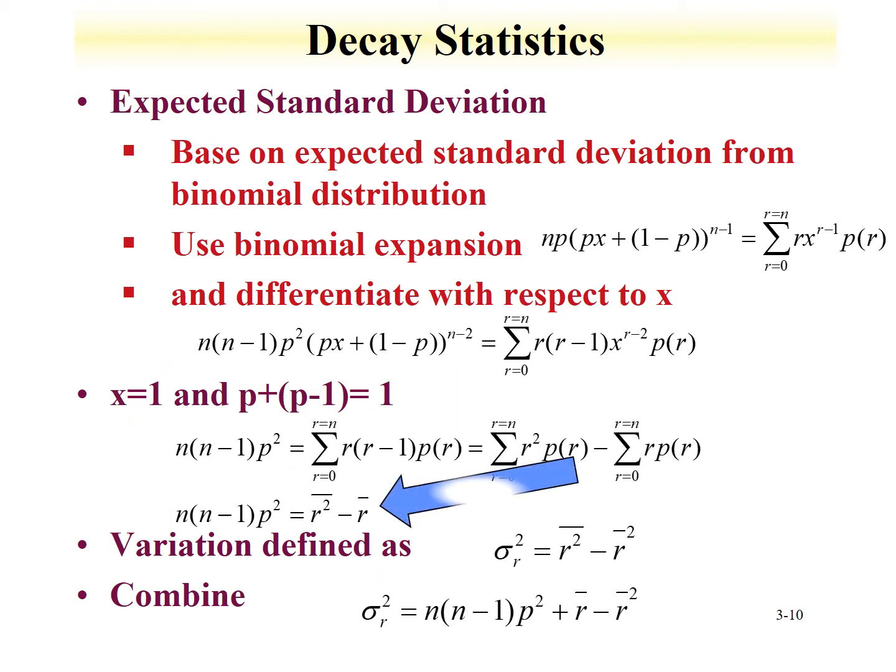We get the equation from here as we look at the sum. So we get a relationship between the square of the average disintegration rate minus the average disintegration rate. And this variation is defined as this term, where we have the square of our standard deviation, and we can expand the square of the standard deviation to this term, which comes from the binomial distribution and the averages.